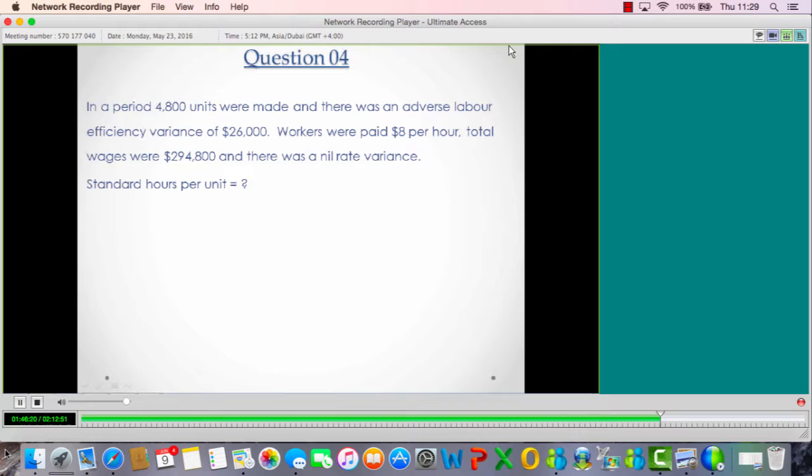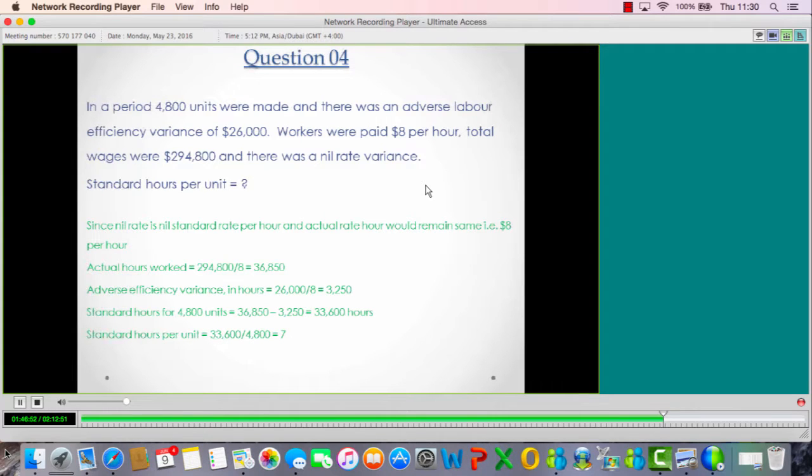So that means my standard hours should be less, right? So I minus 3,250 from 36,850. So how did we get 32,850? Now, I'll show you the answer. Okay, this is the answer. 7 hours per unit, that's exactly correct.